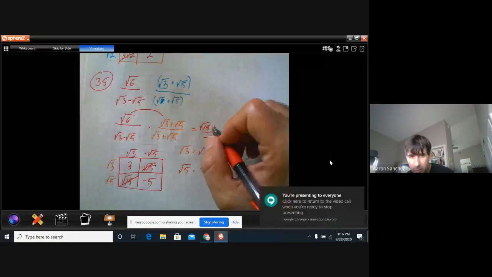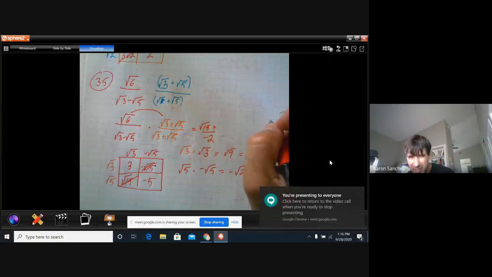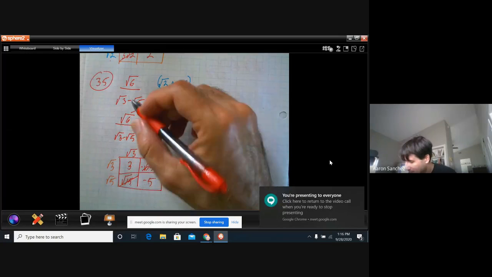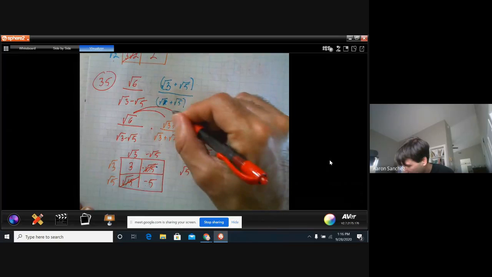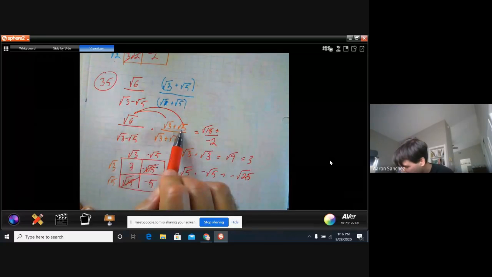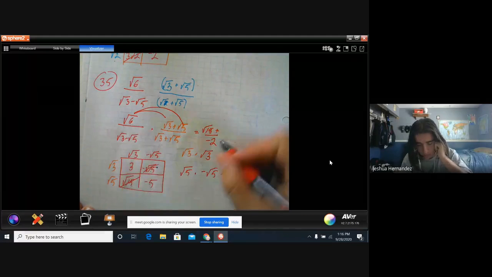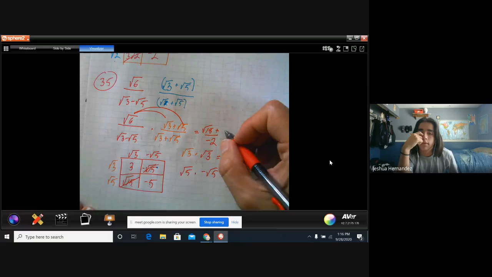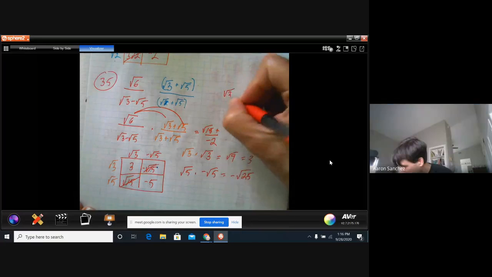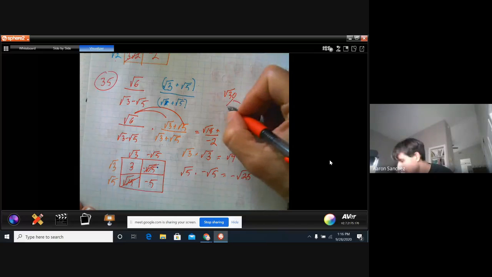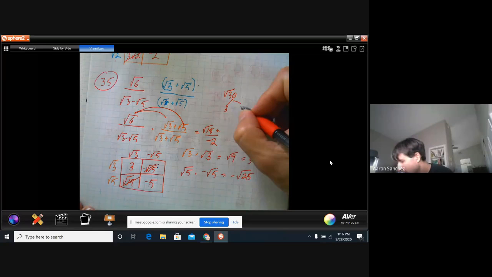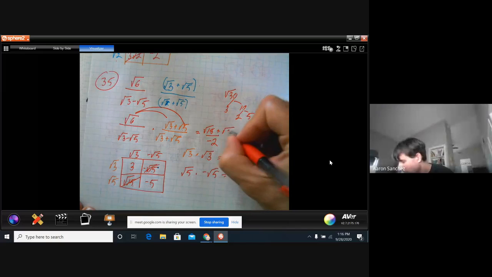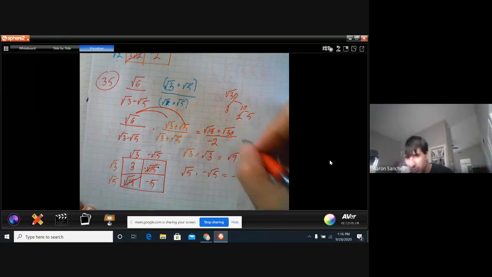Plus square root of 18 plus what? Jeshua, square root of 18 plus what? Square root of 30. There. No, it doesn't simplify anymore. I'm assuming you thought it was square root of 30 and tried to simplify it. I don't think it simplifies anymore. So it's square root of 30.